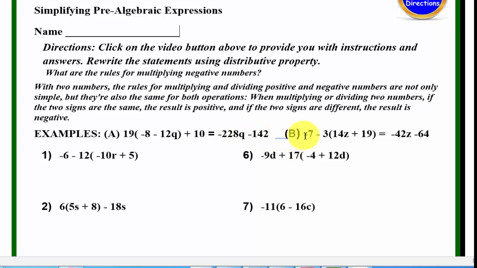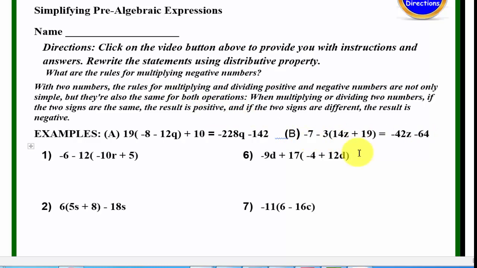Okay, let's look at example B. The reason I chose these is because we're dealing with negative numbers. Let's look at the first one. Negative 3 times 14z. Well, negative 3 times 14z is going to be negative 42z, as you can see here. Okay, negative 3 times positive 19, however, is going to be negative 57. And you're going to add to it negative 7. Right? So negative 57 plus negative 7 is negative 64. Hopefully those make sense. Just don't forget the rules for multiplying negative and positive numbers.